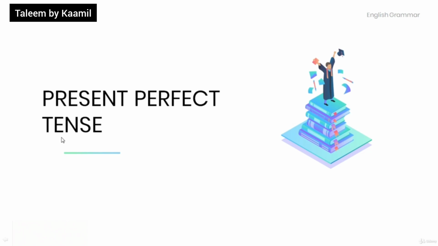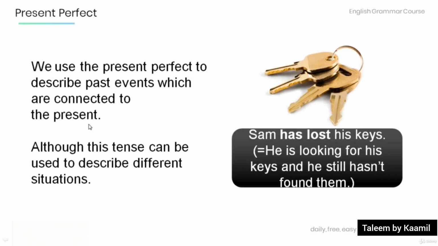Let's get started. Now we use the present perfect to describe past events which are connected to the present. Although this tense can be used to describe different situations. Have a look at the example over here. Sam has lost his keys, meaning that he is looking for his keys and he still hasn't found them.